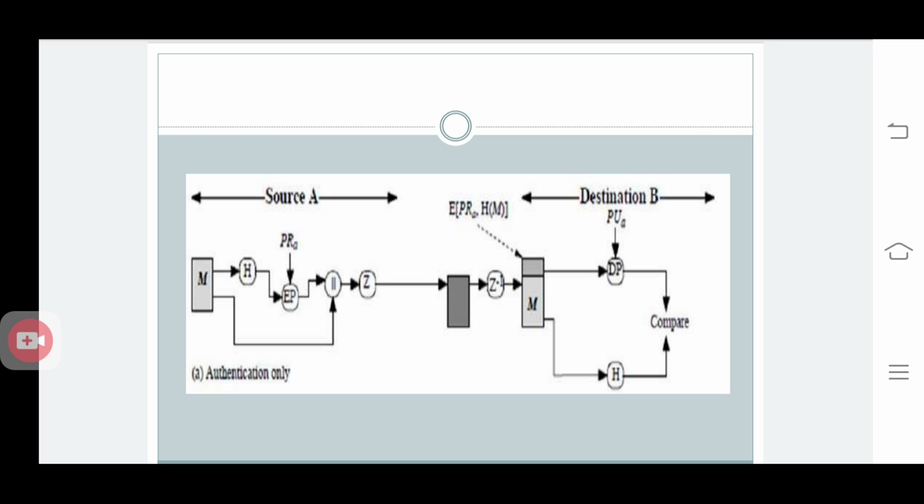So for the encrypted format of the hash code, what should we do? Decryption. You have to perform DP using the sender's public key. You can see PU A: PU represents public key, and A is the source. Then you get the decrypted hash code. Then from the message you perform the SHA function to produce a hash code. Then compare both the hash codes to verify the authenticity. So this is the authentication procedure performed in PGP. Clear?